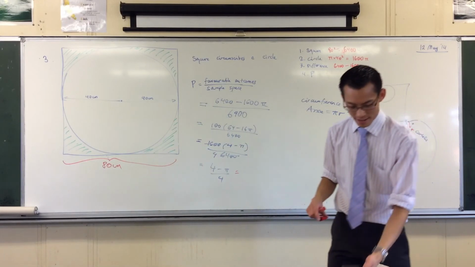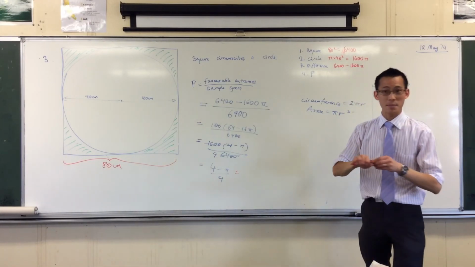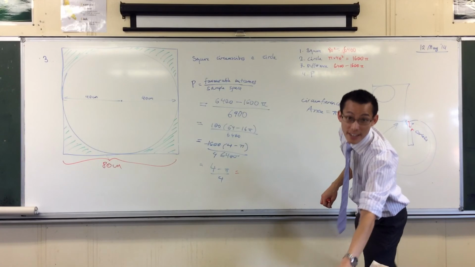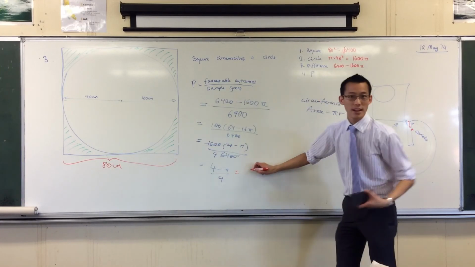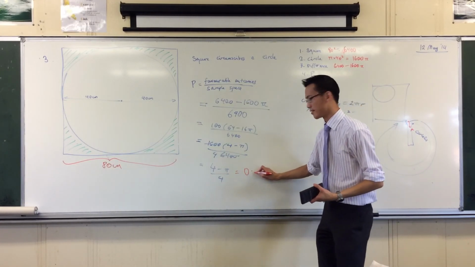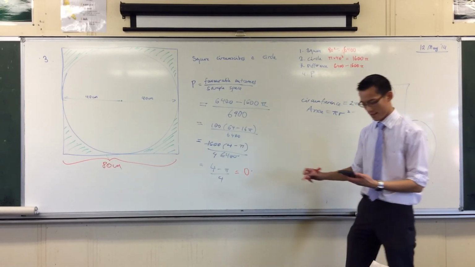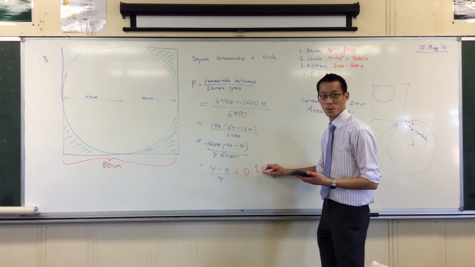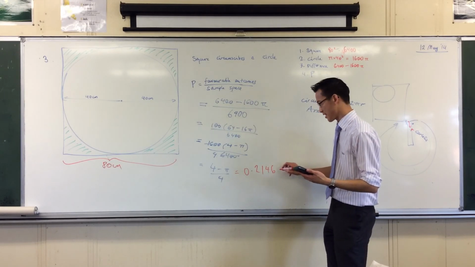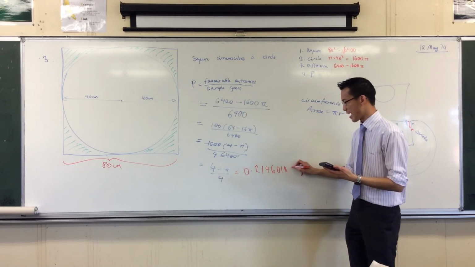Someone got the answer? Check if you get the same thing as me. Anyone got it? I'll give you a clue. It starts with 0 point. It is 0.2, 1, 4, 6, 0, 0, 1. Okay, and I'm going to stop there.